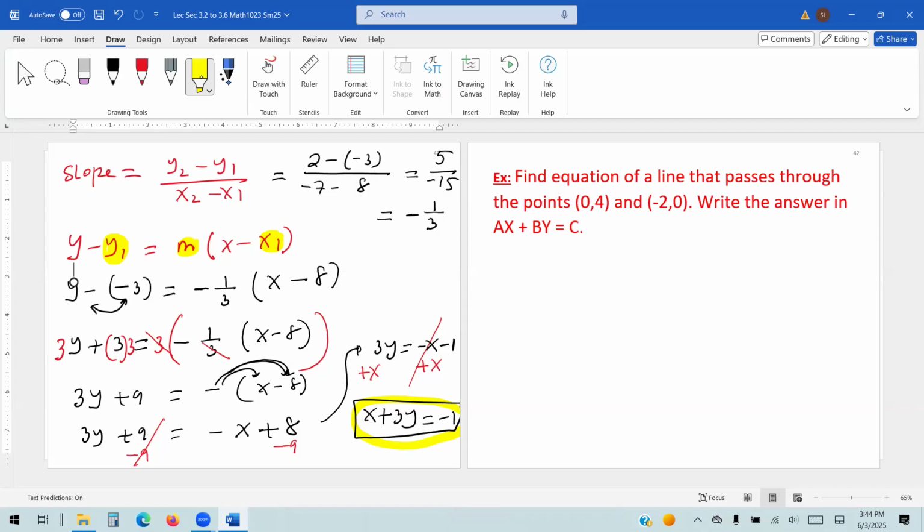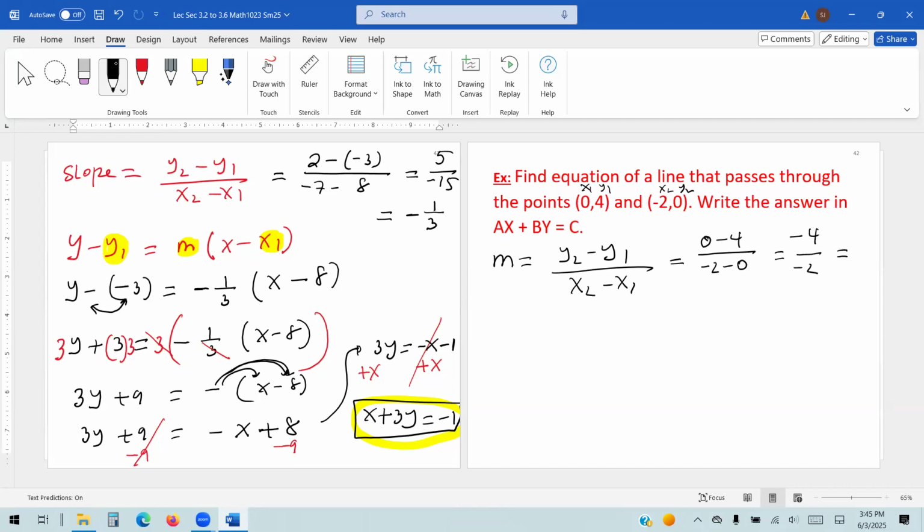Okay, let's do them together. We have slope: y2 minus y1 over x2 minus x1. Let's say this is x1, y1. This is x2, y2. So 0 minus 4 over negative 2 minus 0. So this is minus 4, this is negative 2. Negative, negative cancel out. 4 over 2 is 2.